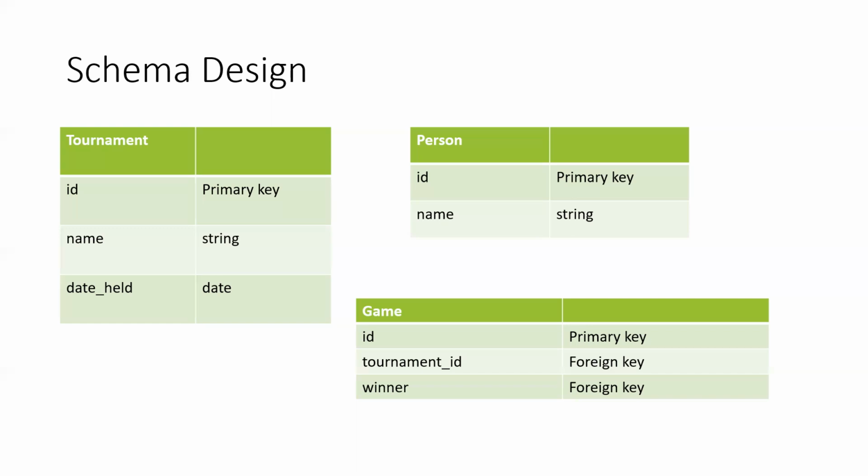So what is a foreign key? It is again a column or a set of columns in a table whose values correspond to the values of the primary key in another table. Because tournament ID refers to the tournament, and a tournament has persons. So the foreign key corresponds to the values of the primary key in some other table. That is how a foreign key is different from a primary key.